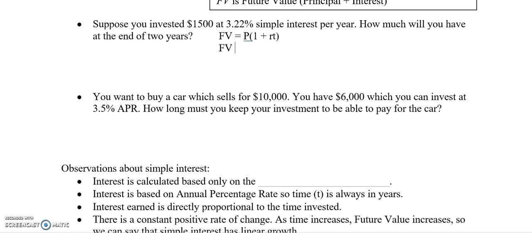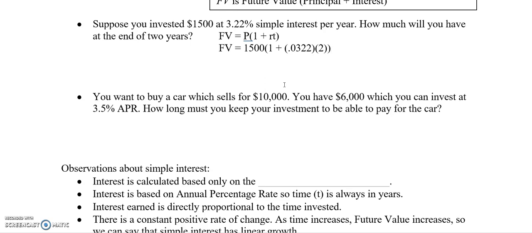The FV, the future value, is what we're looking for. The P, the original amount invested, is $1,500. 1 is always going to be 1. That's never going to change. The R in this case is the 3.22%, but remember, we always have to rewrite that as a decimal. So 0.0322. And then our T is our time in years, and it's at the end of 2 years. So our T would be 2 in this case.